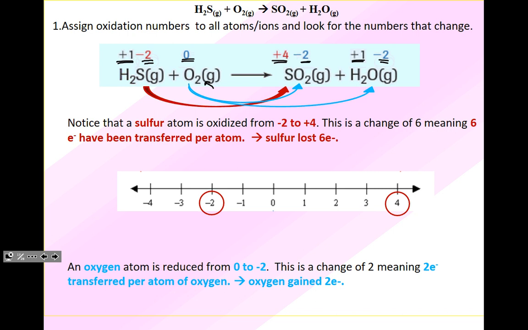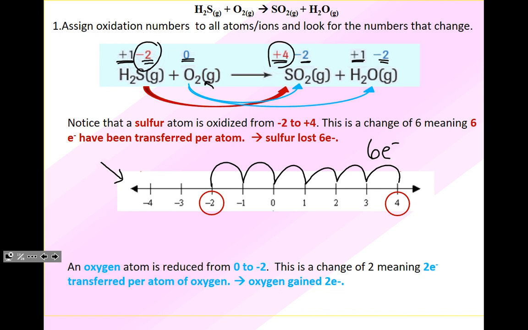If we take a look at sulfur in red, sulfur goes from -2 all the way to +4. So what we have to decide is how many electrons were transferred. How many electrons moved to go from a charge of -2 to a charge of +4. Think about it as a number line. I started off with -2. 1, 2, 3, 4, 5, 6. 6 electrons were transferred in order to go from a charge of -2 to a charge of +4. So sulfur lost 6 electrons when it went from -2 to +4. Keep that in mind, 6.